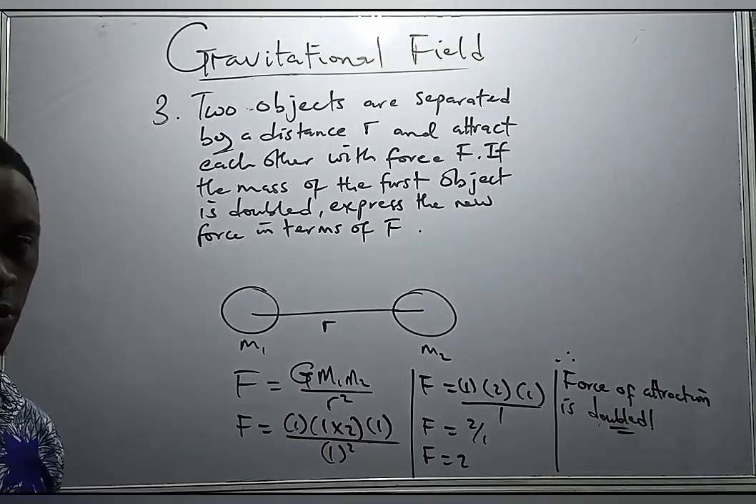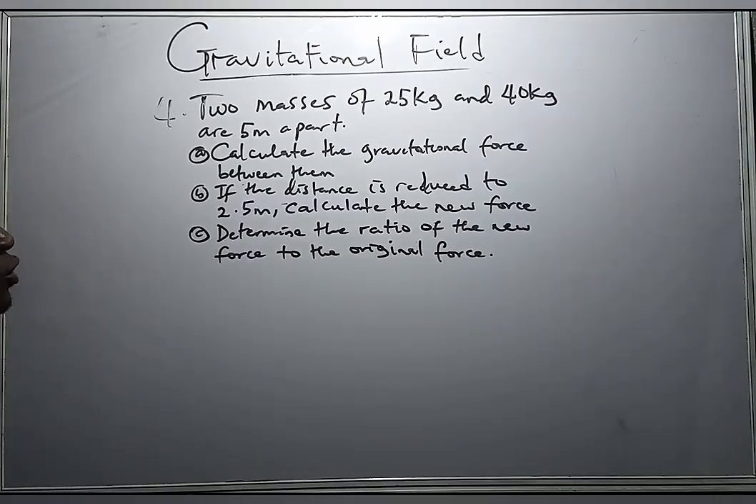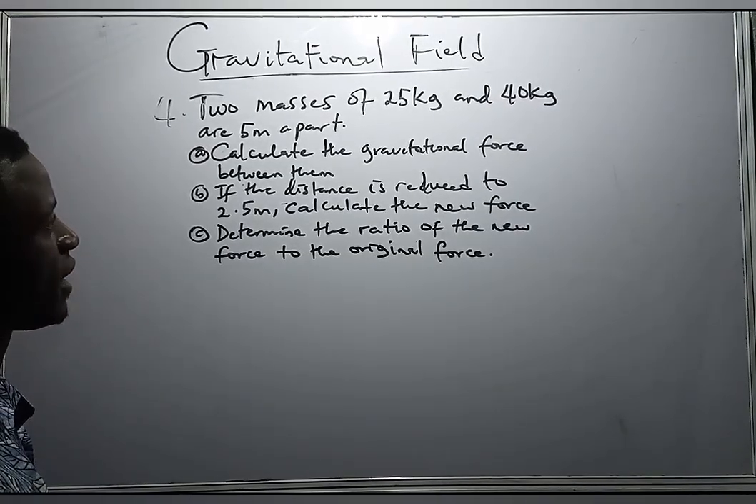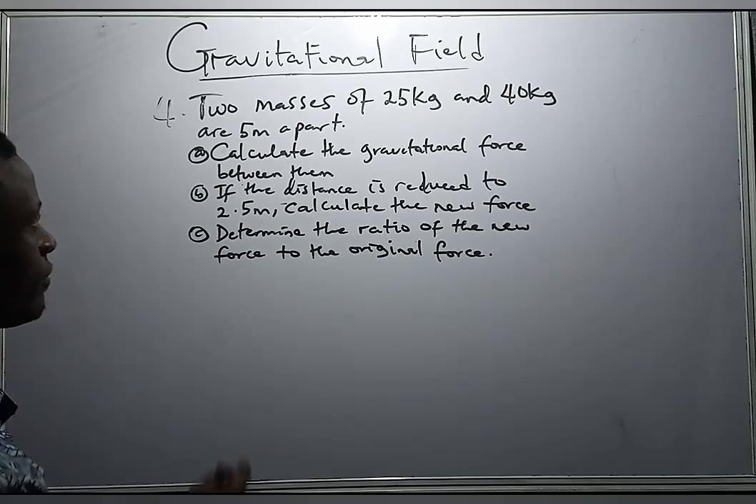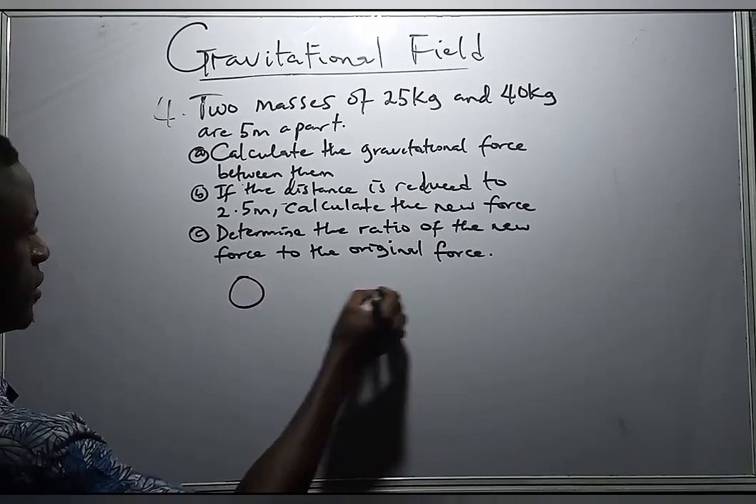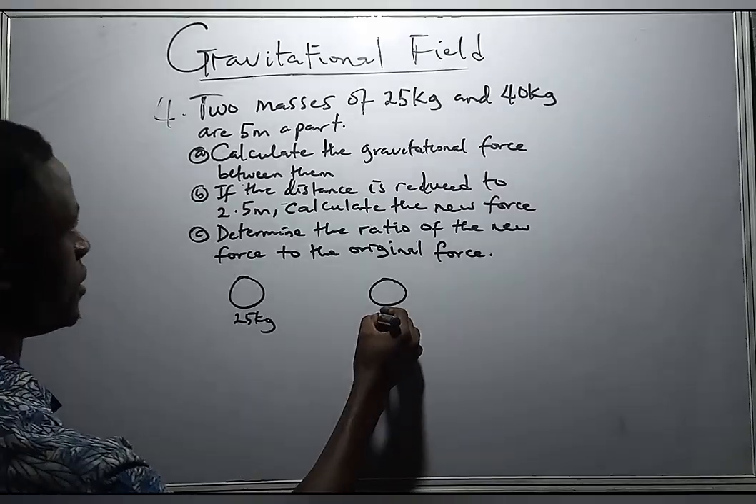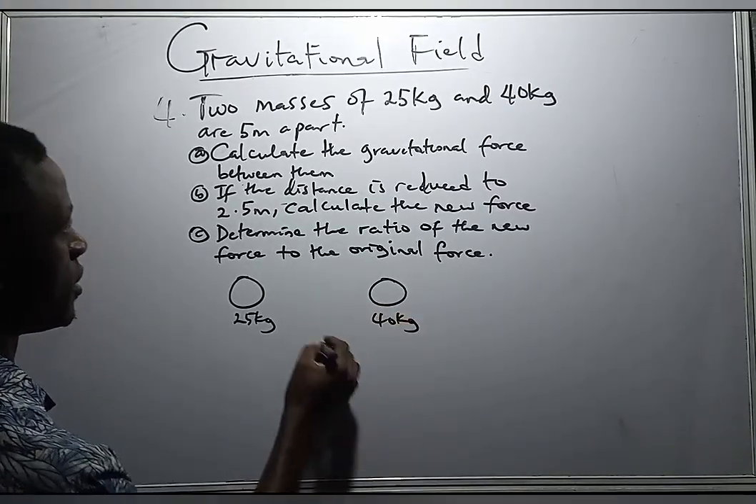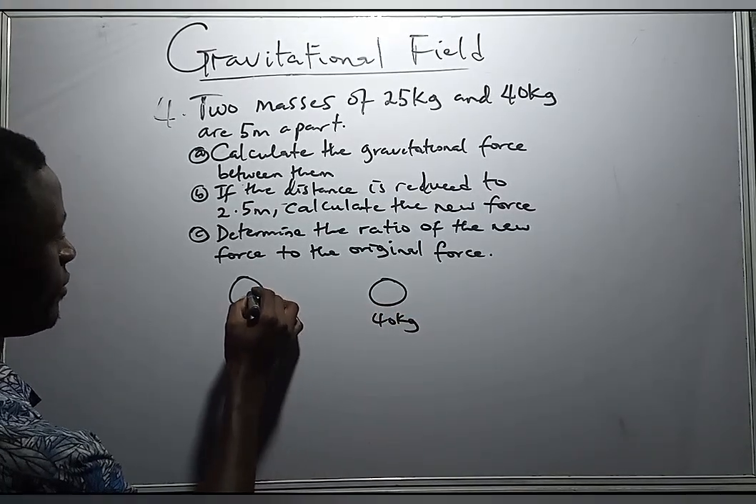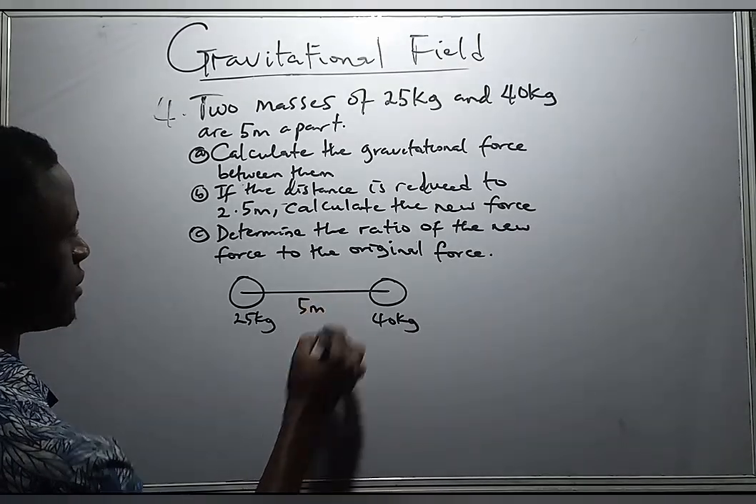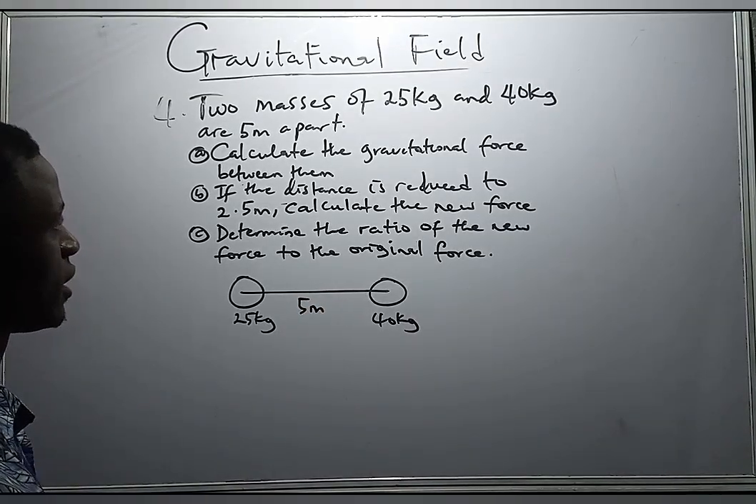So when you do that, you will see that the force of attraction between the two objects will also be doubled. These two masses of 25 kilogram and 40 kilogram are 5 meters apart. This is the first mass, this is the second mass. This one is 25 kilogram, this is 40 kilogram. They are 5 meters apart. This says we should calculate the gravitational force between them.